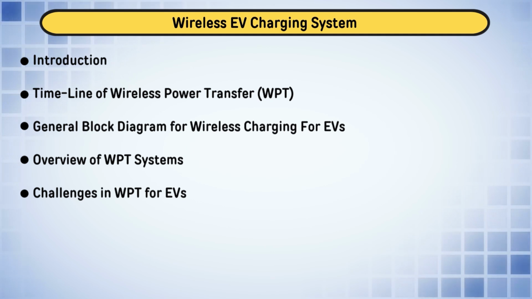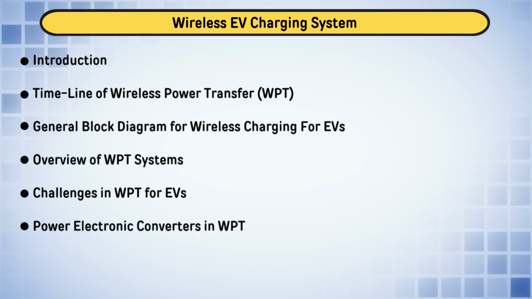Then we have a Scott connection based DAB converter for EV charging. We will see what the disadvantages of a Scott connection based dual active bridge converter are as compared to the two winding dual active bridge converter. We will see the challenges and applications.